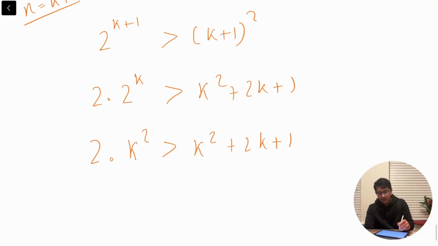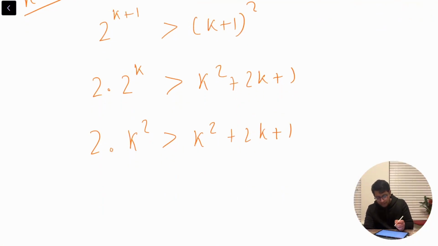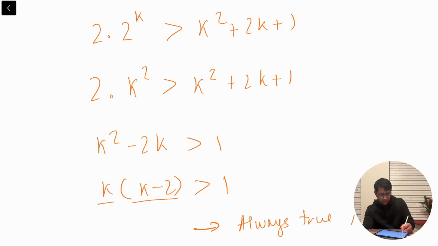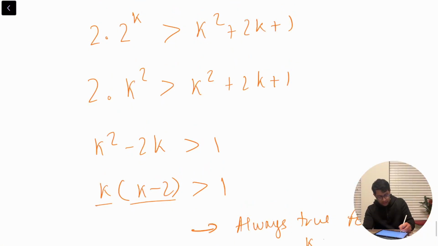And this actually allows us to manipulate the equation further, right? So what we end up with is k squared minus 2k is greater than 1, which is k times (k minus 2) is greater than 1. And once we've come to this position, for any k that is greater than or equal to 5, we can clearly see that k times (k minus 2) is always going to be greater than 1, right? Always true for k greater than or equal to 5.